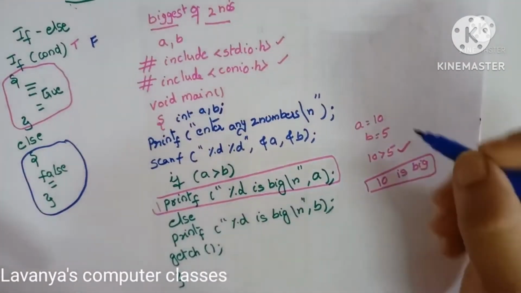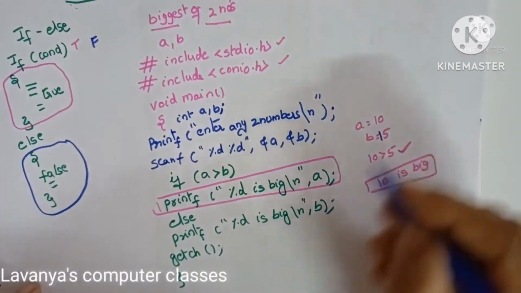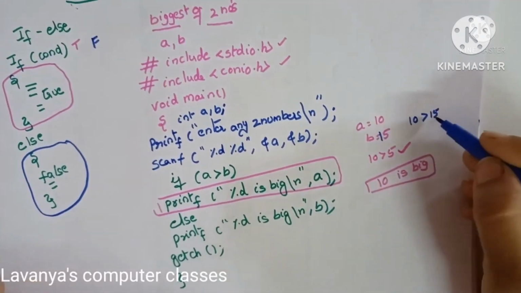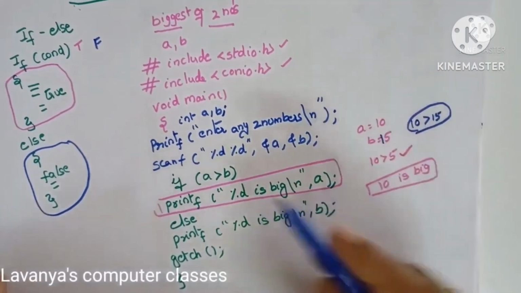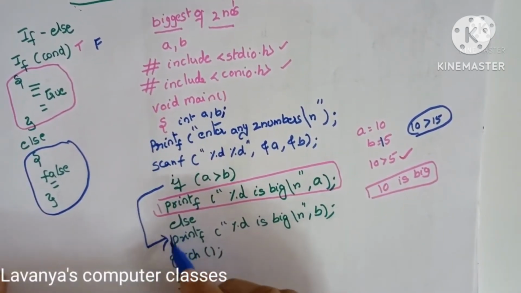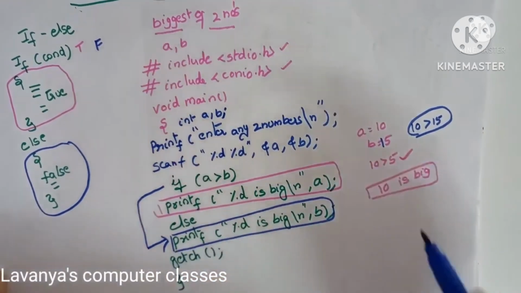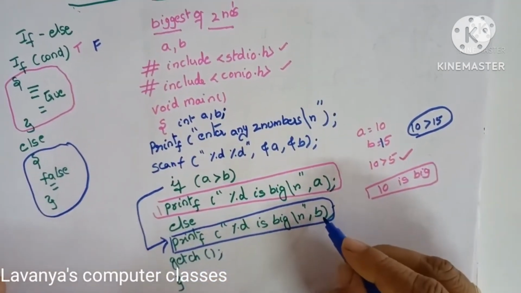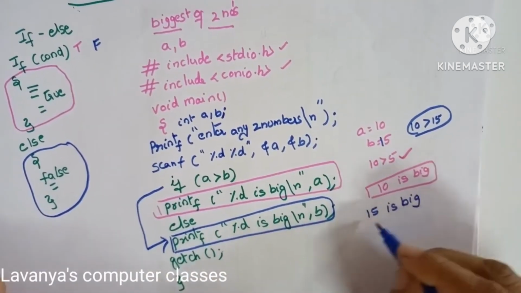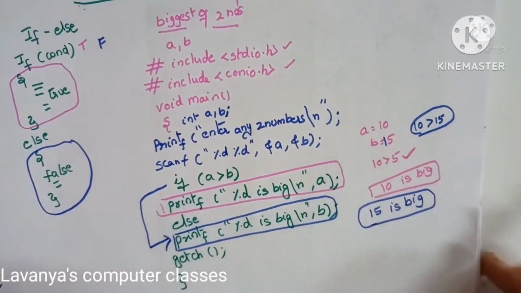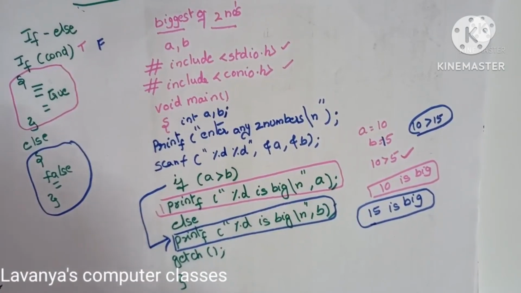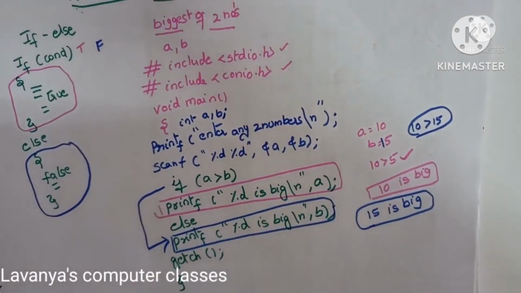Then the program is closed. Otherwise, if I take A value 10 and B value 15, again check the condition. 10 greater than 15, what happens? The condition is false. So if the condition is false, the statement after else is working. So that is the printf %d is big after else. Which one is big? B is big. So 15 is big. The answer is 15 is big. So in these two numbers, you have to check which one is big. That is the example for if else statements. Either it executes the true block or it executes the false block statements.